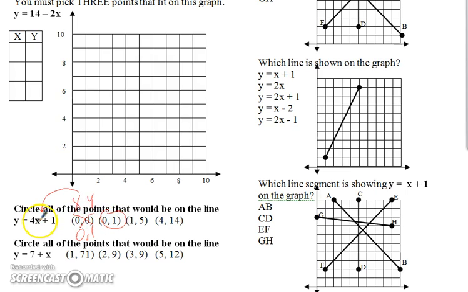Put a 1 in. 1 times 4 is 4 plus 1 is 5. Hey, that works. Put a 4 in. 4 times 4 is 16 plus 1 is 17. So it should be (4, 17).